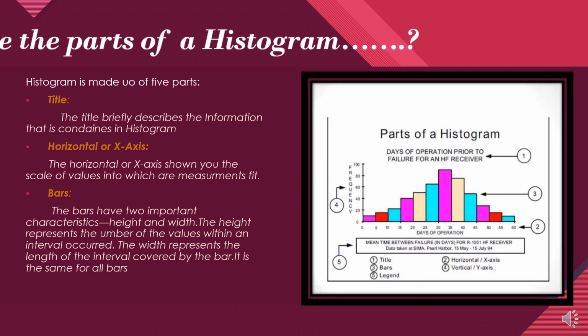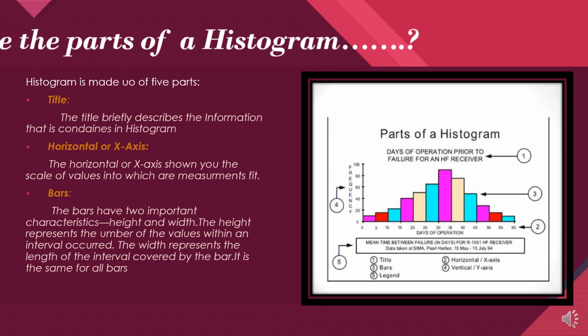What are the parts of a histogram? A histogram is made of 5 parts. Title. The title briefly describes the information that is contained in the histogram. Horizontal or x-axis. The horizontal or x-axis shows you the scale of values into which our measurements fit.